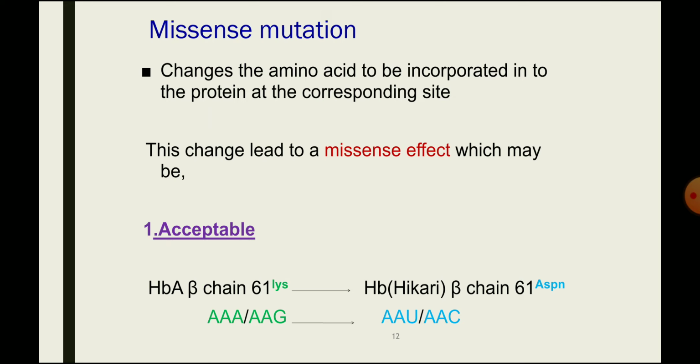The example for the acceptable one is hemoglobin Hikari, where in adult hemoglobin, at position 61 of the beta chain, there is lysine, but it is mutated to asparagine. This hemoglobin type is called hemoglobin Hikari. The codons AAA or AAG may be mutated to AAU or AAC. That is again transversion, a purine mutated to a pyrimidine. A is converted to uracil, and guanine is converted to cytosine. Both are transversions, point mutation transversion.